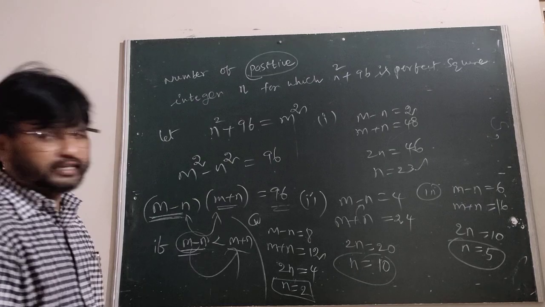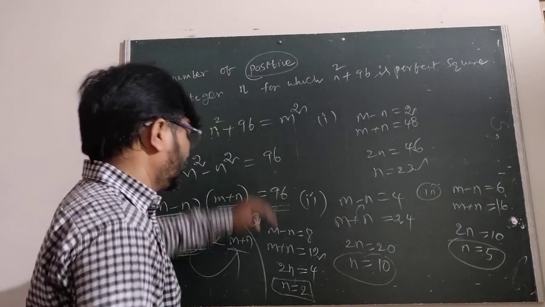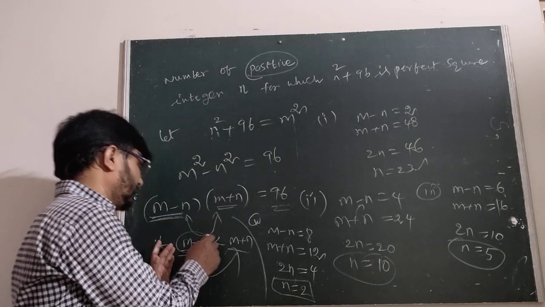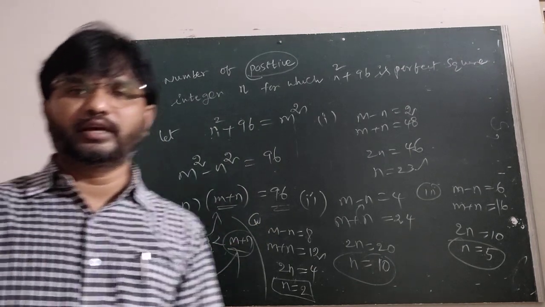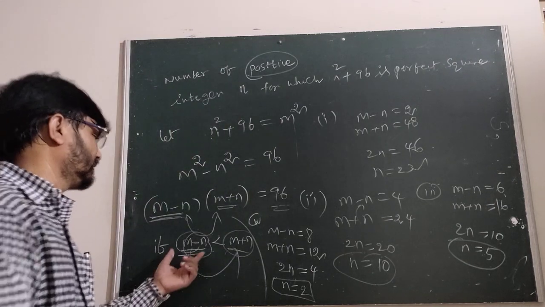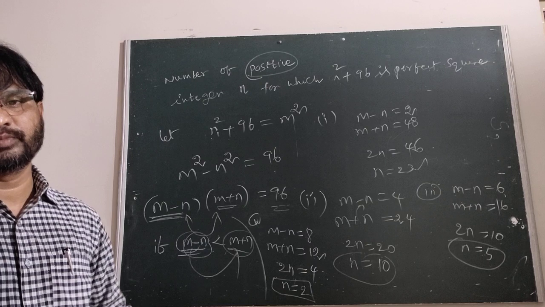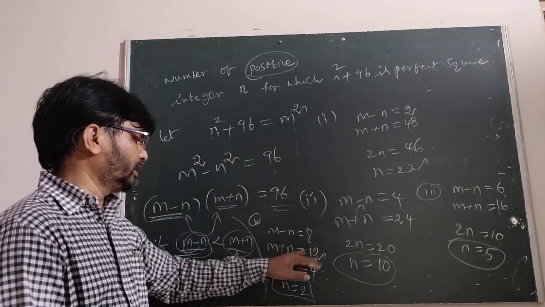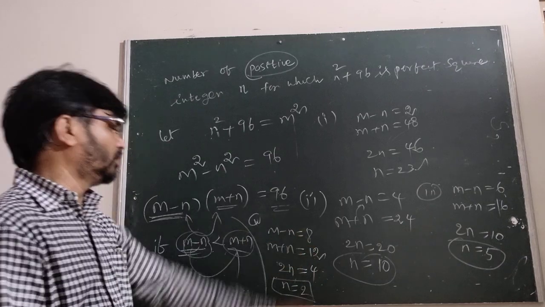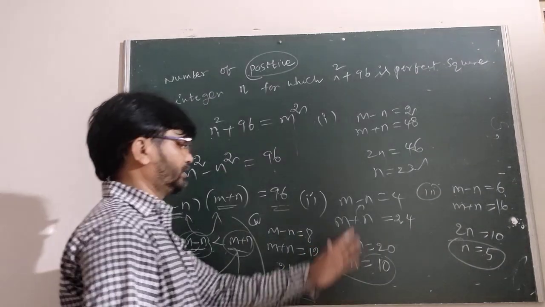Suppose we are taking the other case, we are getting n as a negative integer. Therefore only when m minus n is less than m plus n are we getting the positive value of n. Suppose we take m minus n as the bigger value, undoubtedly we are getting the negative value. Therefore, this is 8, this is 12, undoubtedly we are getting the negative value. Therefore there are only 4 cases.